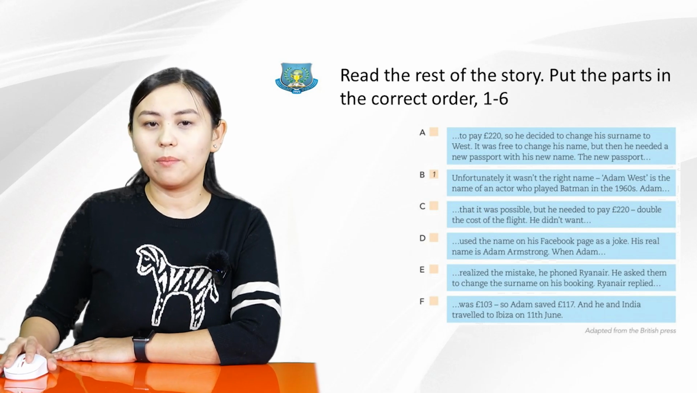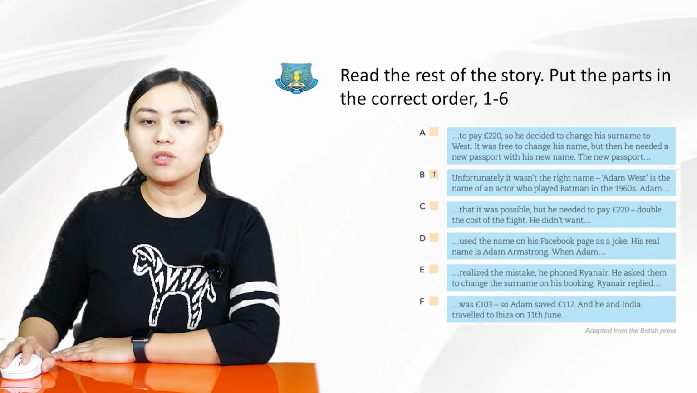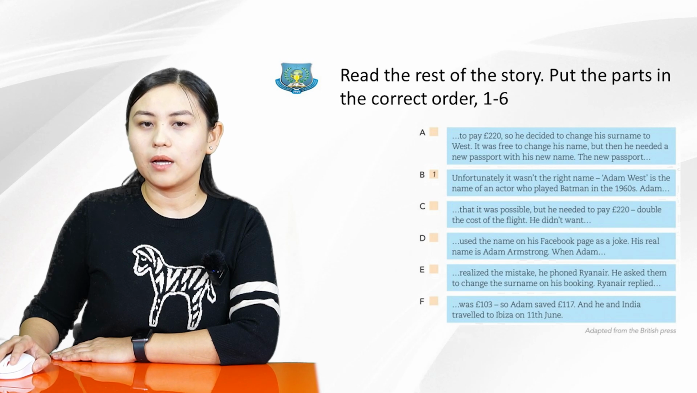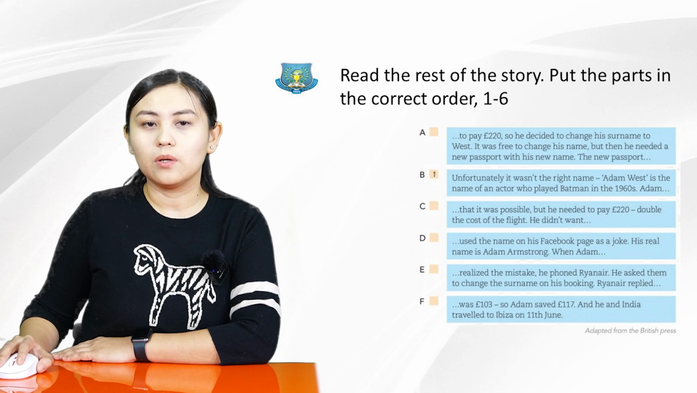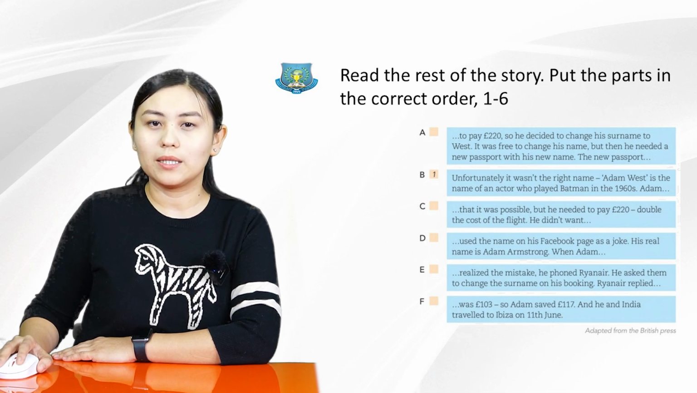As an example, the first one: unfortunately it wasn't the right name. Adam West is the name of an actor who played Batman in the 1960s. And continue. Pair A and F with sentences 1 and 6.